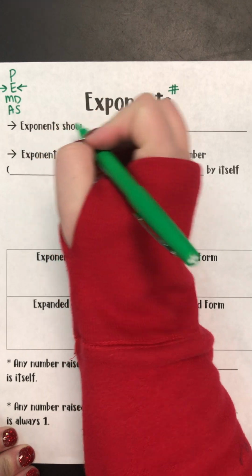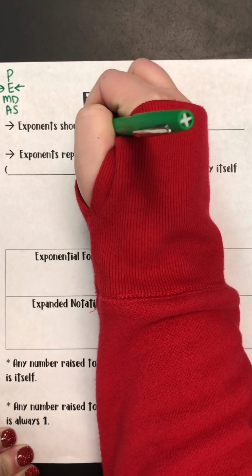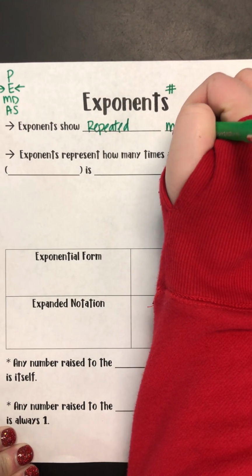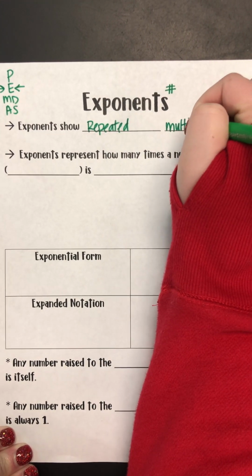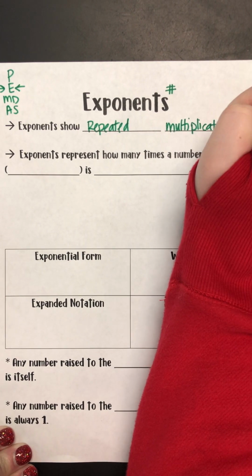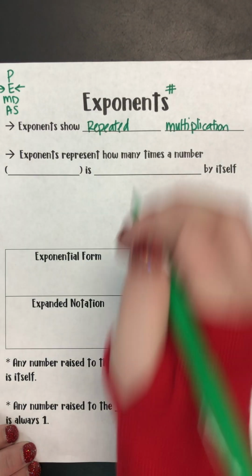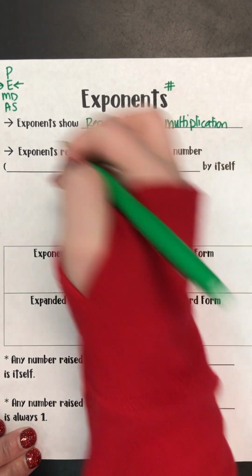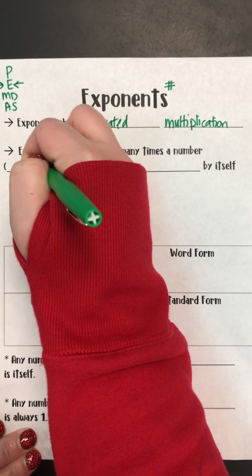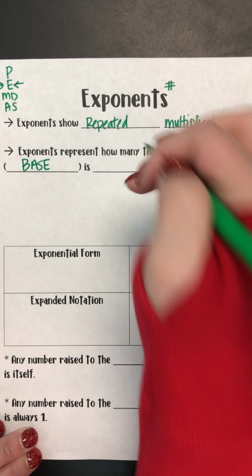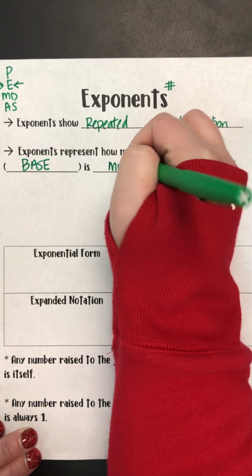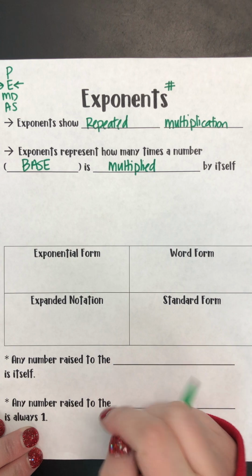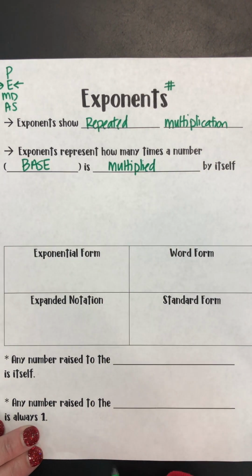So when you see an exponent, exponents show repeated multiplication, and that's going to make more sense as we start to solve them. An exponent represents how many times a number, which is called the base, is multiplied by itself, okay?